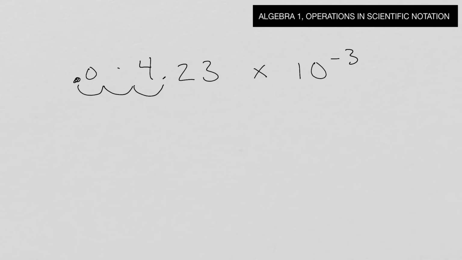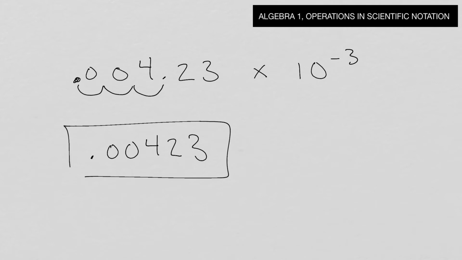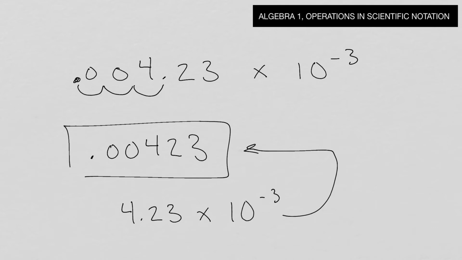Now what happens when you have a negative exponent? So let's say we have 4.23 times 10 to the negative third power. Then I'm going to be moving it to the left here. So 1, 2, 3. Fill it in with 0. So we have 0.00423. So 4.23 times 10 to the negative third equals this number here.